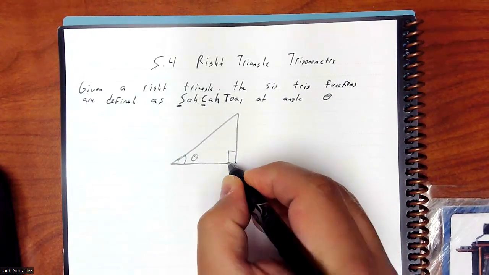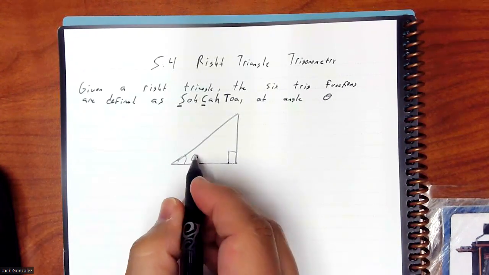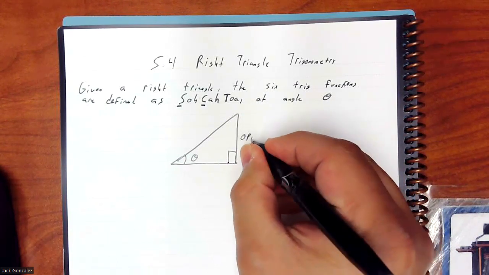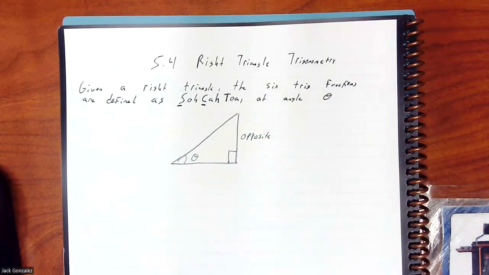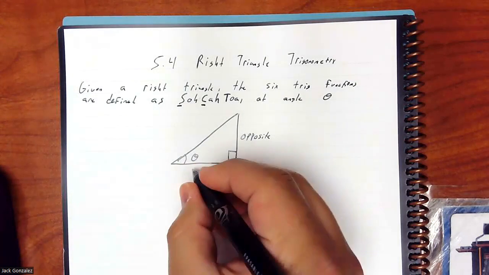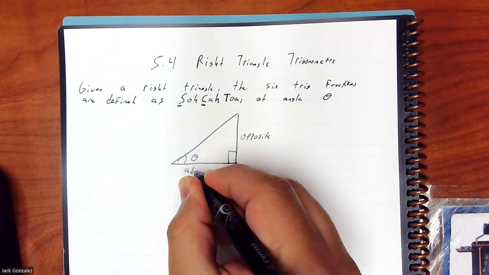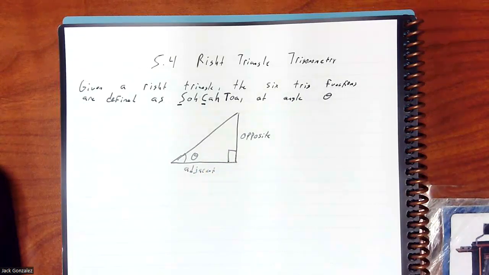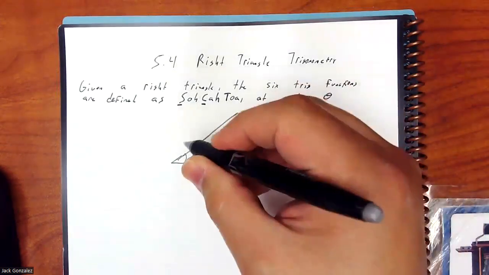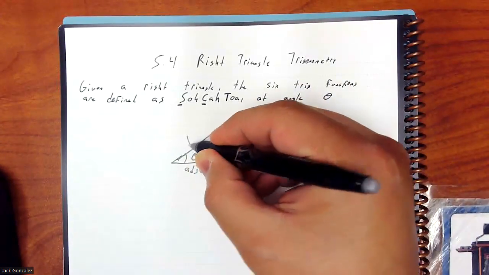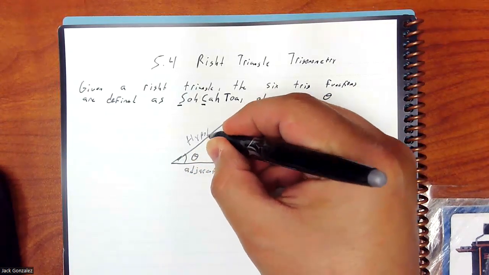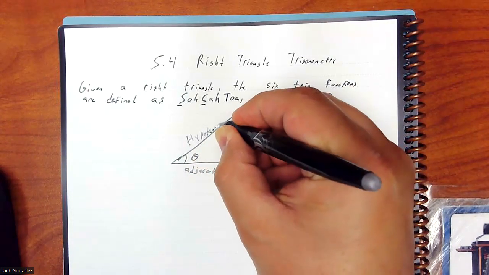So here's a right triangle. If theta is here, opposite to the specific theta, opposite's over here. Right? Adjacent means right next to it, so adjacent is here. Then hypotenuse is always hypotenuse. That doesn't change. I could have the triangle facing a different way, but hypotenuse will be hypotenuse.